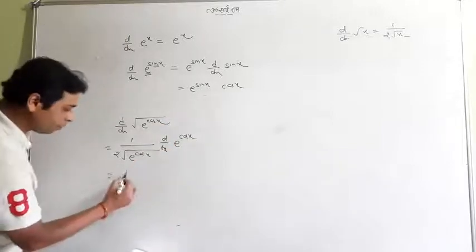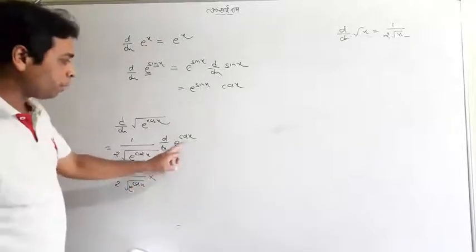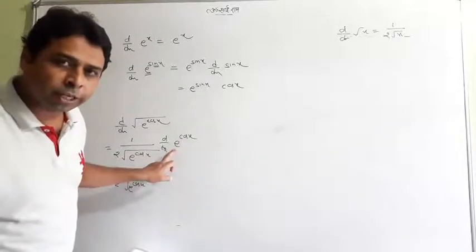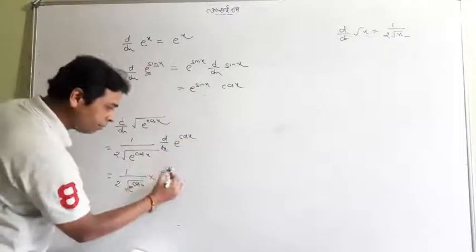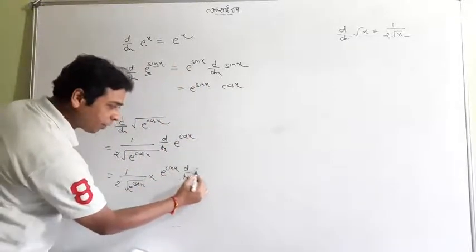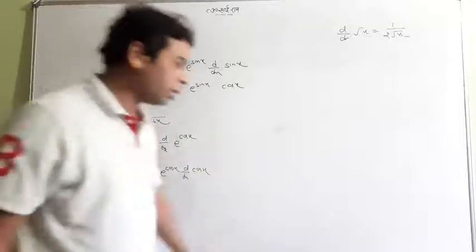Now I'll do the same. You know the method now. Nothing changes here: e to the power cos x. First I'll do the differentiation of e, which will be the same, same as I did here. And d by dx of cos x again. You know that the differential of cos x is minus sin x, and that's the answer. So this is the procedure.